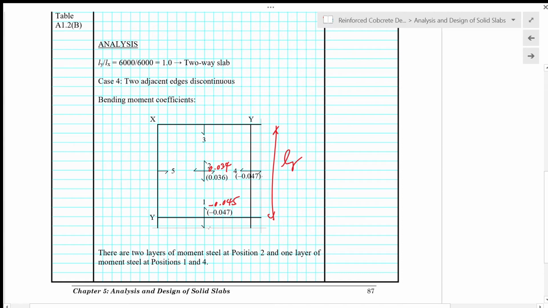But in this particular example, we take it to be the same in both directions because they are supposed to be the same. It's just a matter of decimal errors. There are two layers of moment steel at position number 2. So one layer is in the Lx direction and then another layer is in the Ly direction.